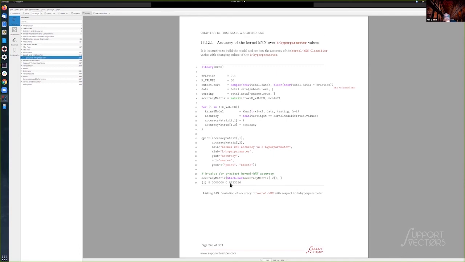We remember that the maximum accuracy you can get is around 89 or 90. So it's a pretty good model, isn't it? The nearest neighbor algorithm, especially with the kernel.